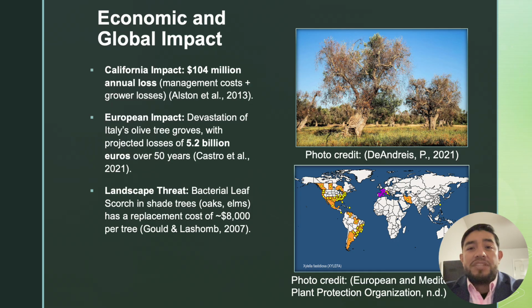The economic stakes here are incredibly high. In California alone, Pierce's disease costs the grape industry over $104 million annually in both crop losses and prevention costs. But the impact isn't limited to the US.